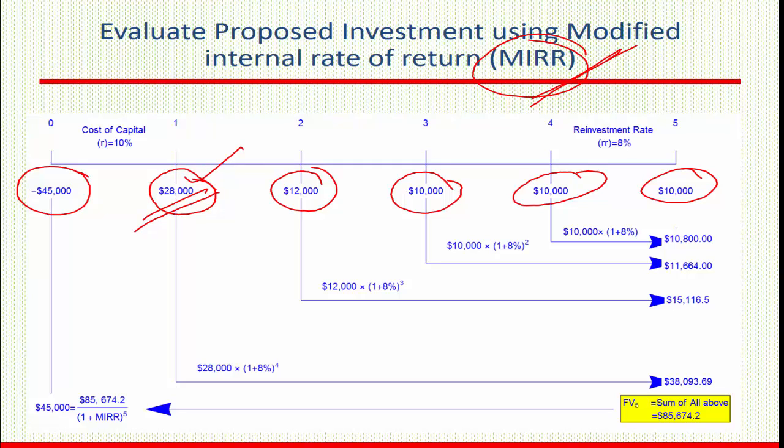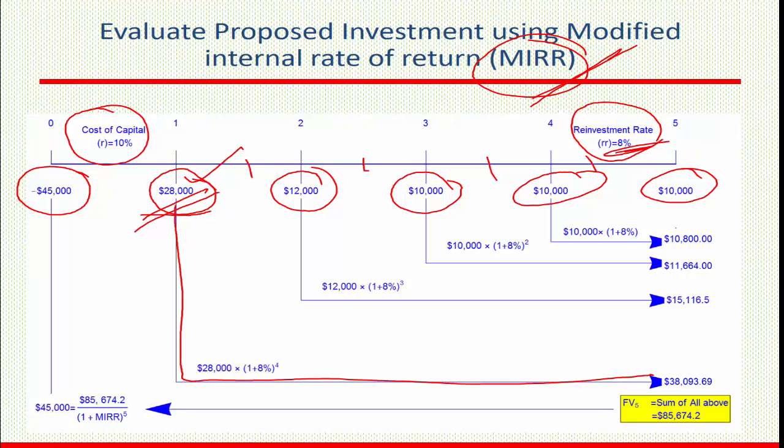What should be the reinvestment rate? It could be different from the initial cost of capital, or it could be the same, but for this example let's assume that the reinvestment rate is 8%. If you can reinvest your future cash flows at 8%, what will be the value of each cash flow at the end of that project? In the first year you get 28,000, and the project life is 5 years. So after the first year, how many periods are left? 4, right? 1, 2, 3, 4. So how much will that be after 4 years?